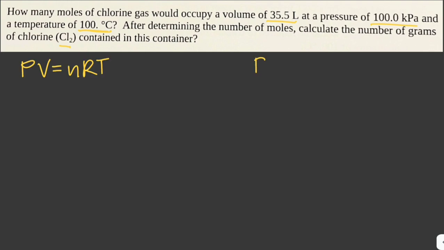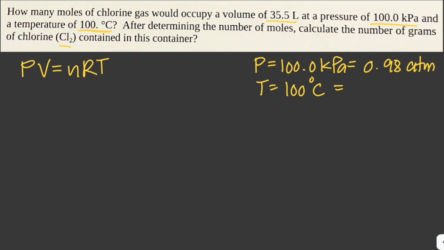So our pressure, which is 100 kilopascal, is just equivalent to 0.98 atm. And then our temperature, which is equal to 100 degrees Celsius, we add 273.15 Kelvin. So this is just equivalent to 373.15 Kelvin. Then now we can calculate the number of moles. The number of moles is just equal to PV over RT. Now we can plug in everything.